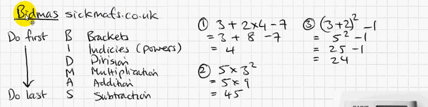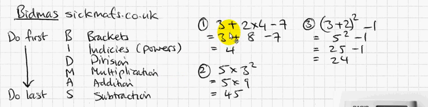Well, according to BIDMAS, the most important thing you have to do first is the stuff inside the brackets, and then you deal with the indices, then the division, then the multiplication, then the addition, and then the subtraction. These are very important rules, especially when we're using algebra. You will find you use them all the time.